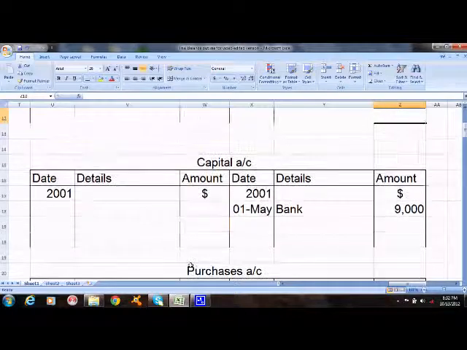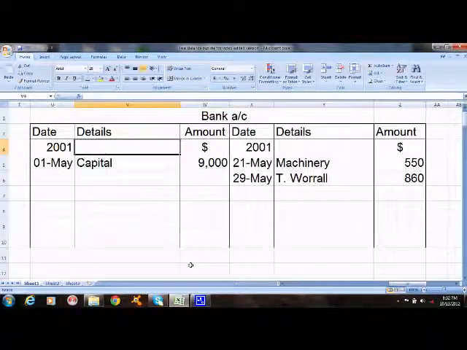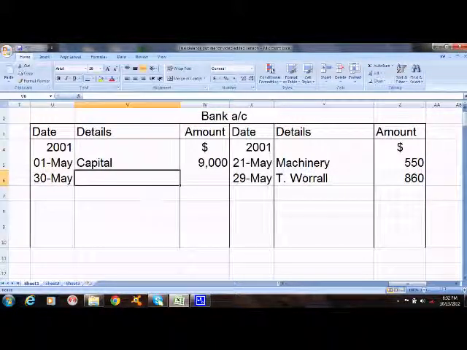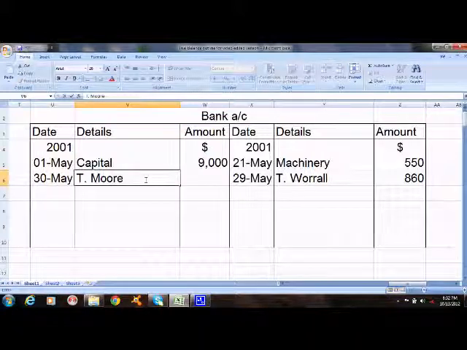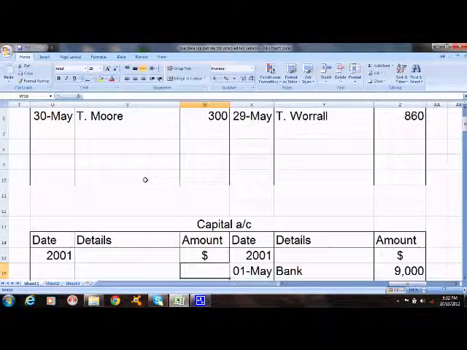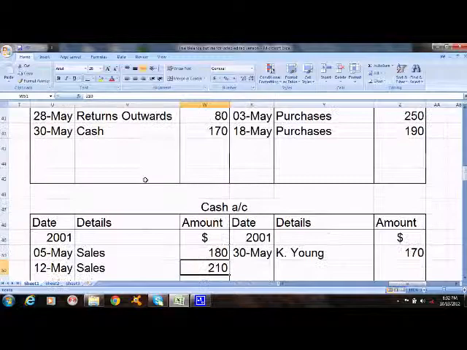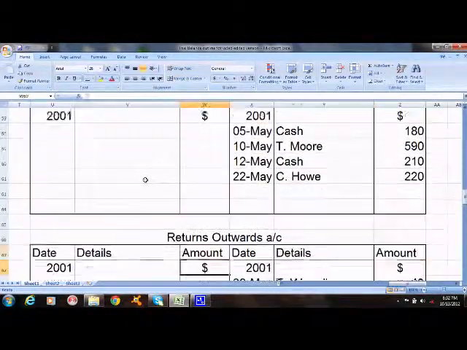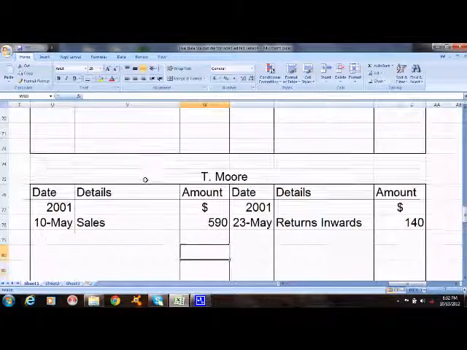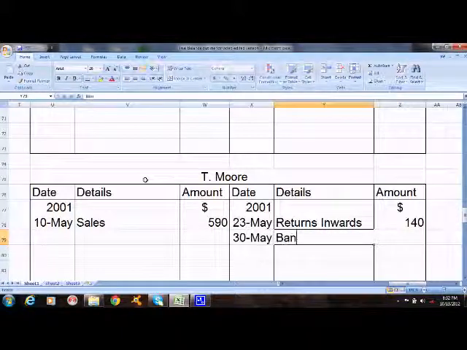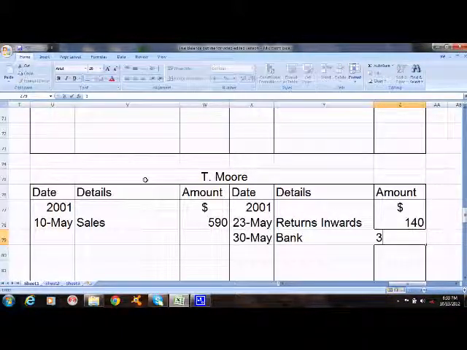So we debit bank account May 30. Debit means the left hand side, right? This is Timor, and the amount is $300. Next, we didn't do Timor as yet. So we're going to credit Timor's account. May 30, bank. The amount is $300.